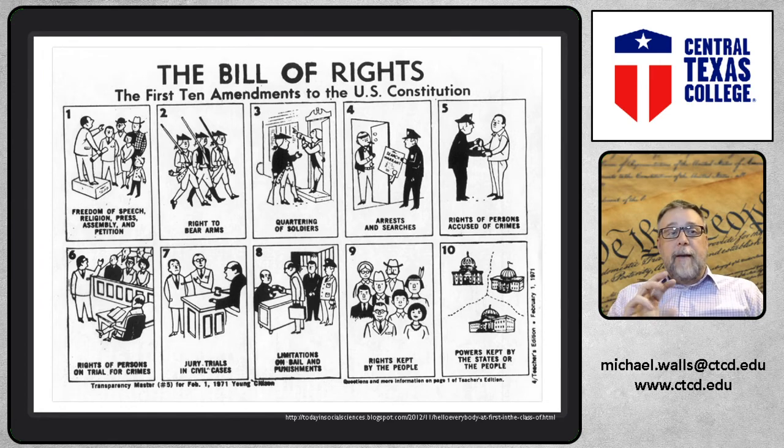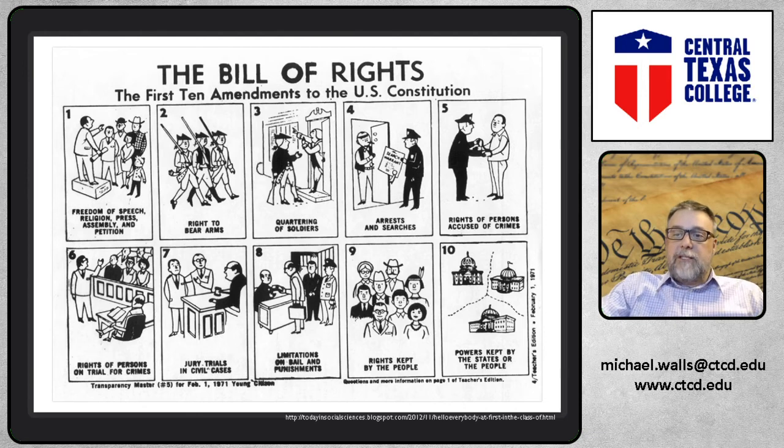If you are complaining about the government, you have the right to do that, and the government can't mess with you. Assembly is about assembling. You can assemble for whatever reason, unless you're assembling to foment rebellion or destroy property or something like that. And of course, petition means you can ask the government for whatever you want. And they might say no, but you can ask. You are a citizen of the United States.